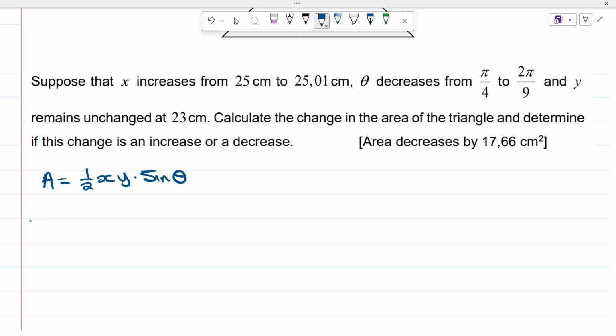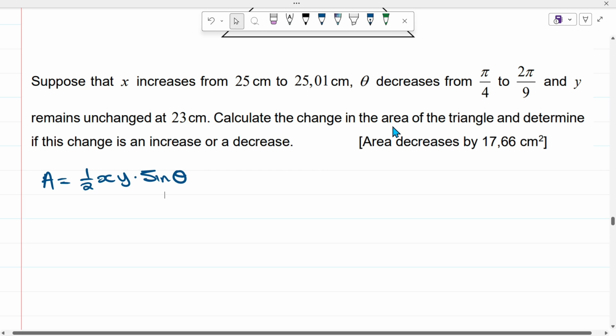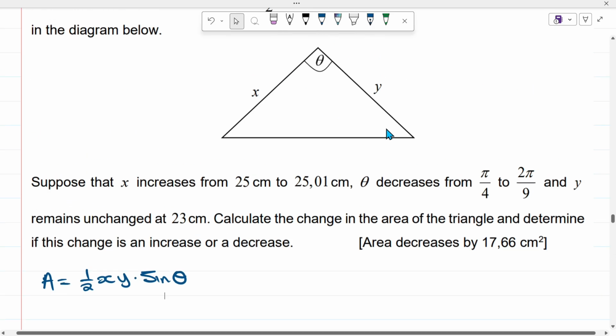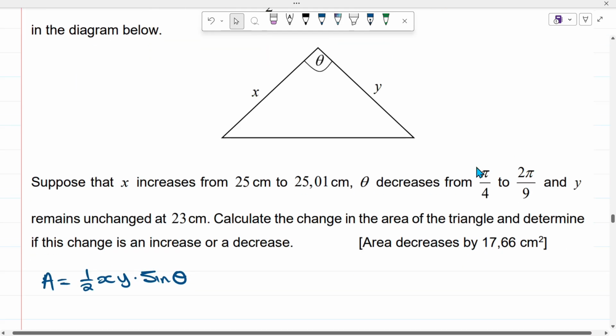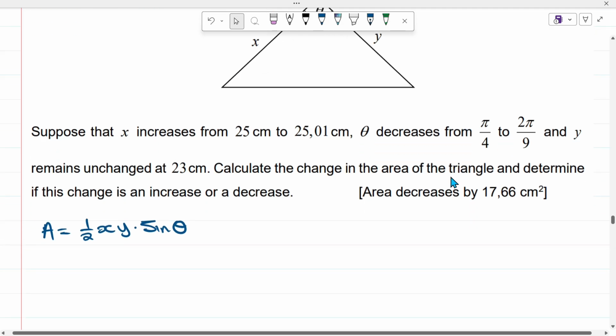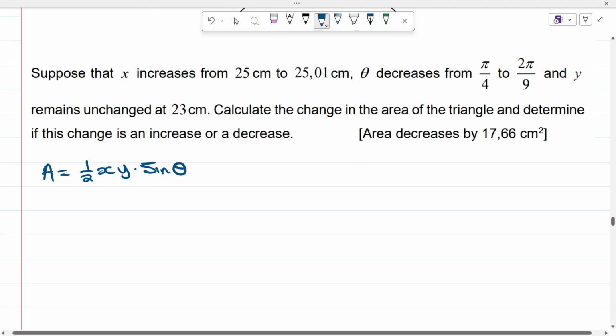So we're going to differentiate partially like always. The question said we should calculate the change in area, so we should calculate the small change in area. This is a small change type of question. Let's first start by calculating the partial derivatives.